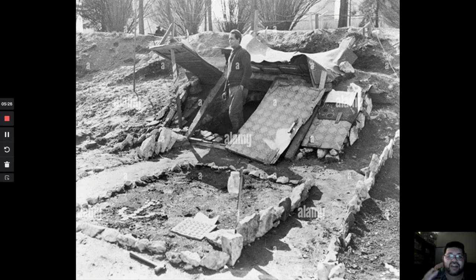This guy also doesn't have enough food, so he's trying to grow his own. That's where you see that little square in the front. He's trying to grow his own food because he doesn't have money for food. So yeah, those are the four pictures.